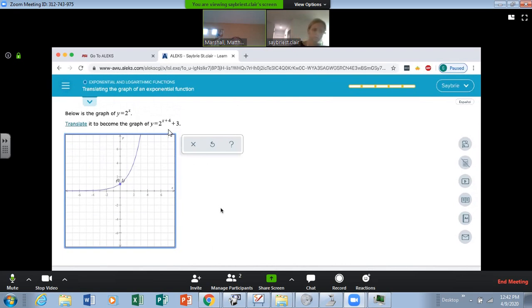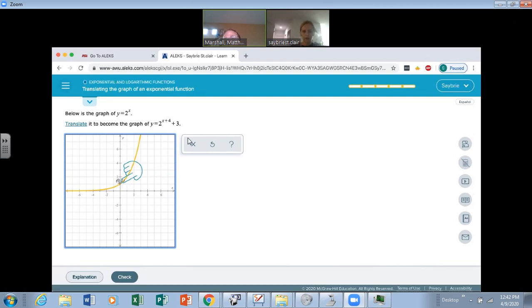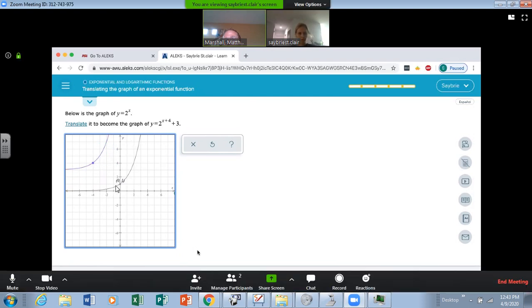Alright, so that x plus 4 means it's going to be shifted 4 left, and that plus 3 means it's going to be shifted up 3. So 4 left, 2, 3, 4, and then up 3 from there. 1, 2, 3. There we go. Oops. 1, 2, 3, 4 left, up 2. That should be good.